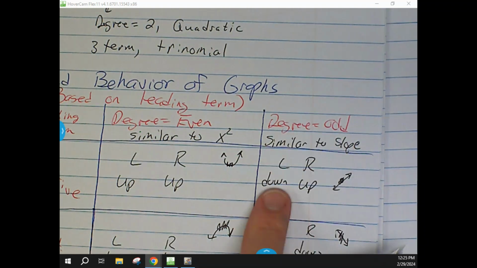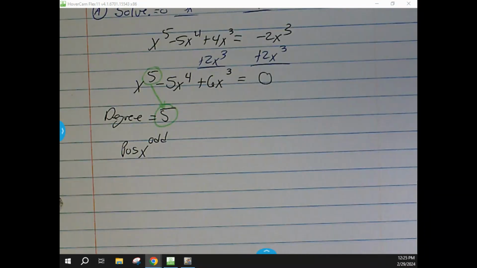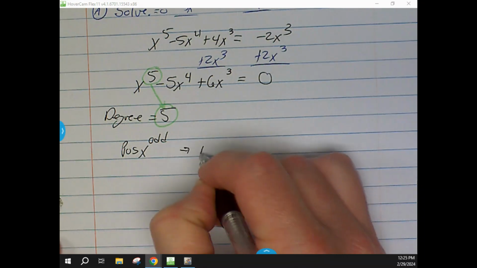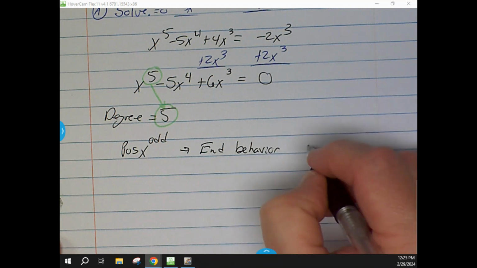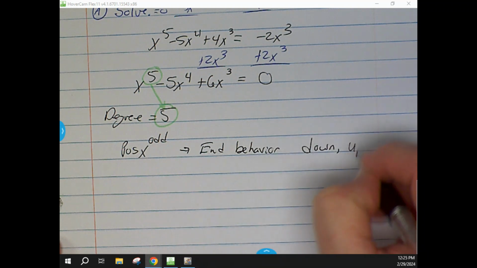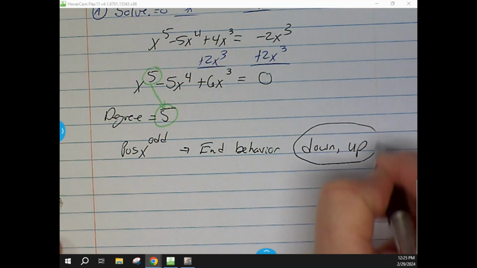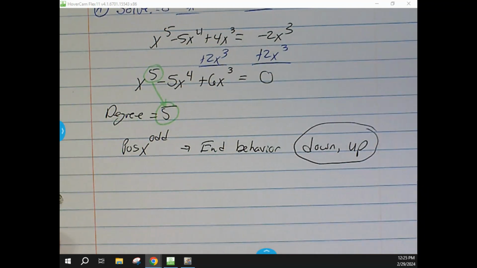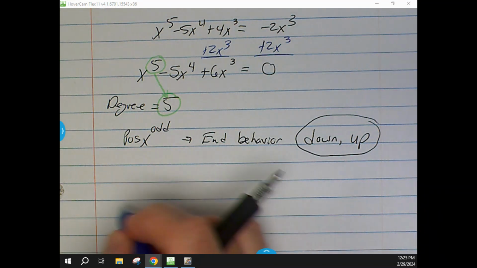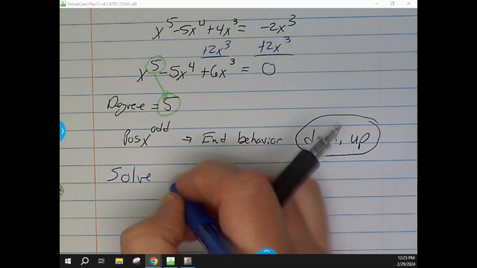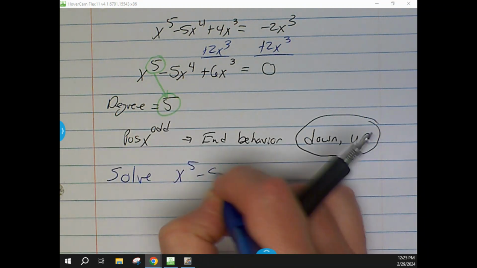So we go back to our chart. It's a positive x to an odd power. It's the same thing we had on the last one. It's going to be down and up. Okay, so we kind of jumped ahead and got the degree and the end behavior first, but that's okay. Okay, so when we solve it, here's where we get to practice, and that's why we practiced a little bit of the factoring.